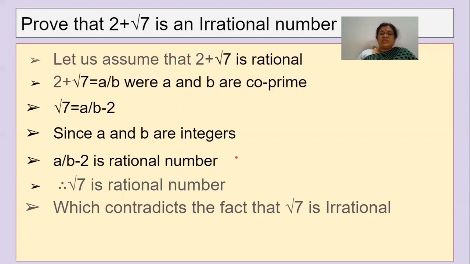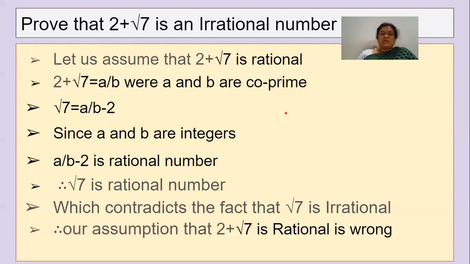So this contradicts the fact that root 7 is irrational. We have concluded at this step that root 7 is irrational. This is a contradiction we have approached. This is because of a false assumption. The false assumption is that 2 plus root 7 is rational, which is wrong. It is false. Therefore, you can take it as 2 plus root 7 is an irrational number.